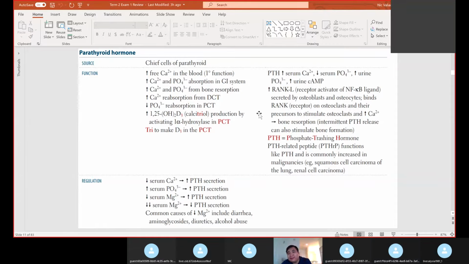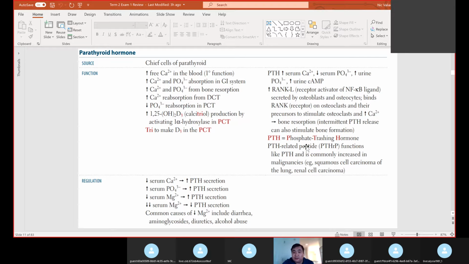So your RANK receptor is on your osteoclast. Your RANK L is secreted by your osteoblast. So RANK L is a ligand, right? RANK is the receptor. So when they bind together, they stimulate osteoclasts and increase calcium via bone resorption. Okay, that's it. More of this mechanism in term 4.